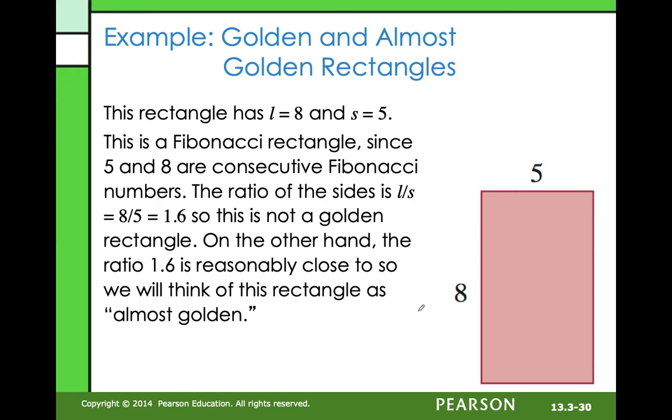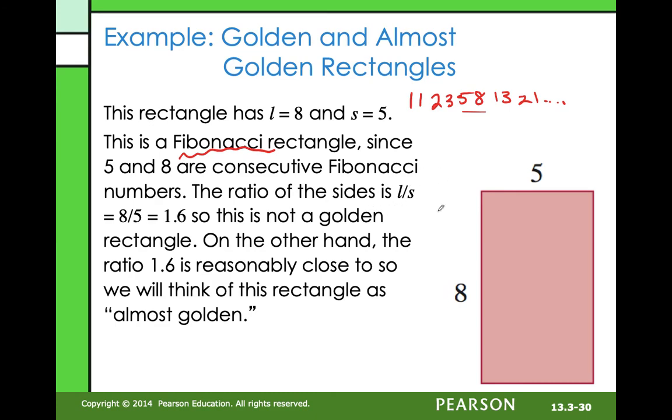To look at another example here, we've got a rectangle that has a length of 8 and a side of 5. Then this would be what's called a Fibonacci rectangle, since 5 and 8 are consecutive Fibonacci numbers. So remember Fibonacci numbers: 1, 1, 2, 3, 5, 8, 13, 21, and so on. Because these are two consecutive Fibonacci numbers, that's what makes this a Fibonacci rectangle.